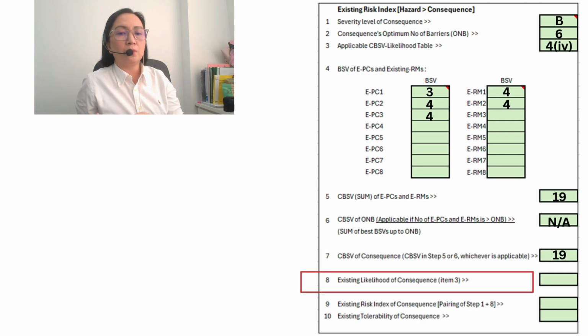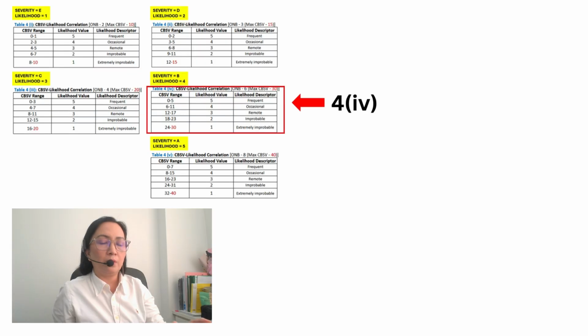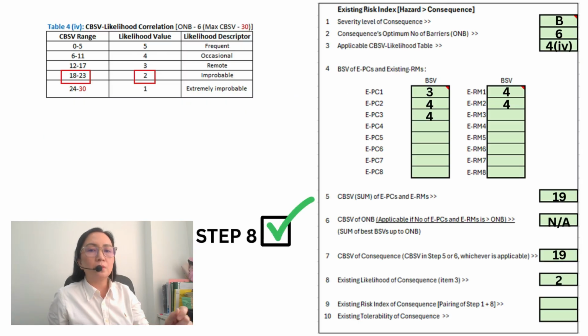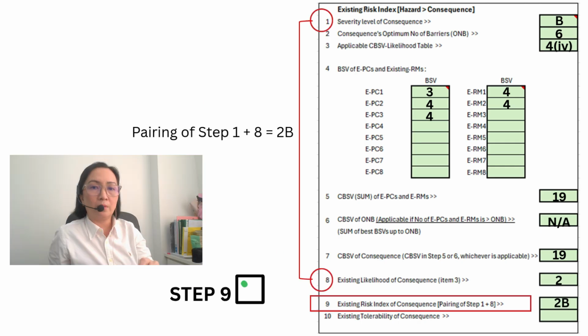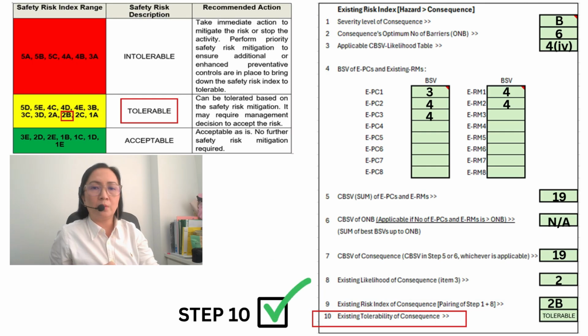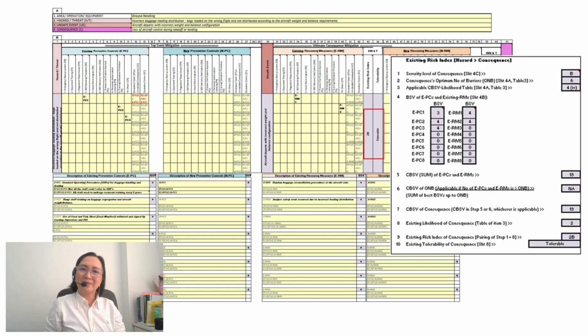Step 8, existing likelihood of consequence, referring to item 3 of step 3, which indicates table 4 IV, CBSV 19 from step 7, score range table between 18 to 23, likelihood value of 2. Step 9, existing risk index of consequence, pairing of step 1 plus 8, likelihood of 2 and severity of B equals 2B. Step 10, existing tolerability of consequence, refer to the table safety risk tolerability. The complete worksheet for the HIRM activity overview is as seen here.